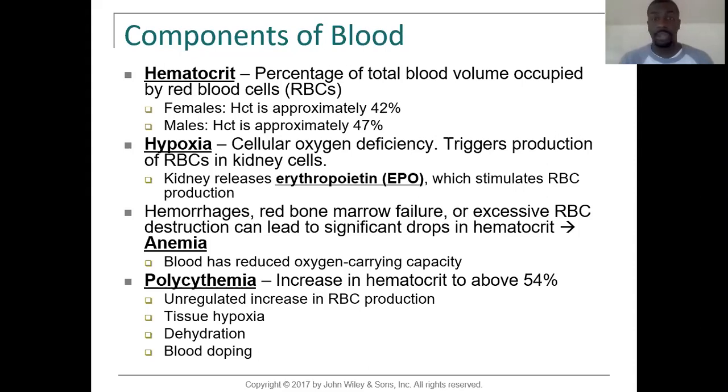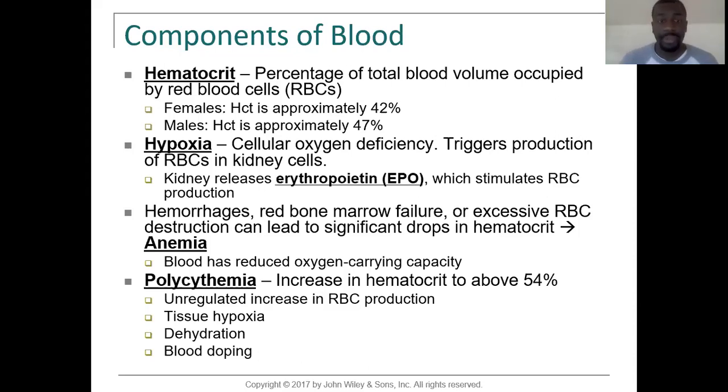Now, those numbers are really, really important because those will give you an indication of what type of condition someone might be dealing with. It can tell you if they're dealing with anemia. It can tell you if they're dealing with different types of polycythemia, things like that. It can give you an indication of different types of conditions that person is going through.